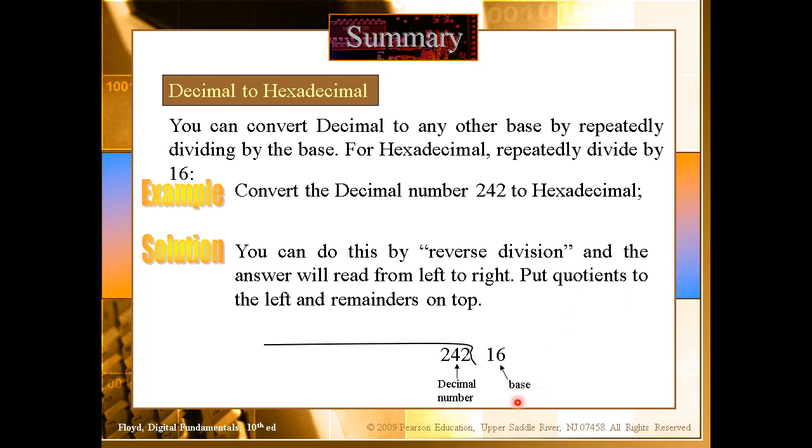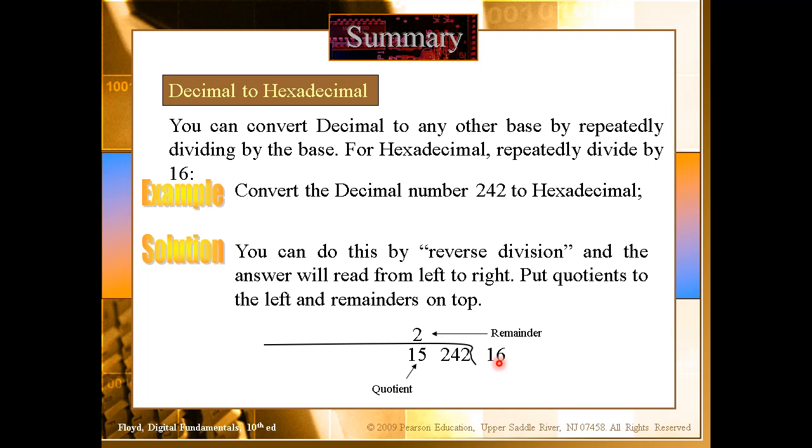Now, the decimal number we are trying to divide is 242, and the base is 16 because we are trying to convert it to hex. Once we divide it, this is what we got, right? We got the quotient, which is 15. We wrote it at the bottom. We got the remainder. We write the remainder at the top, right? We got 2 as a remainder. Now remember, we'll keep dividing until we get a 0.